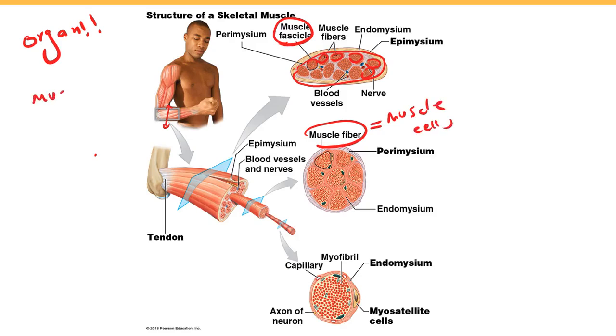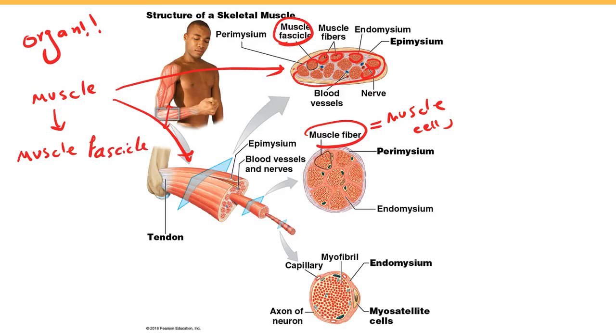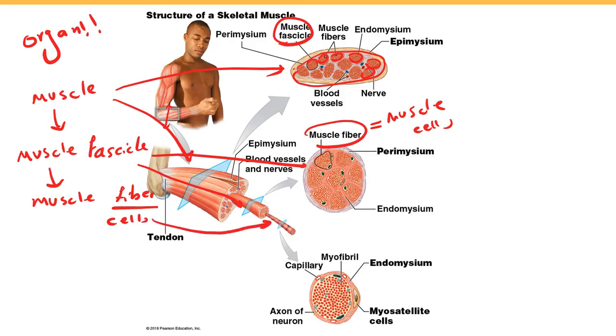So we have muscle as an organ, then each muscle as an organ is made up of muscle fascicles, like this. Then each muscle fascicle is made up of many muscle fibers or muscle cells, like this. Look at these long and skinny cells, like threads.